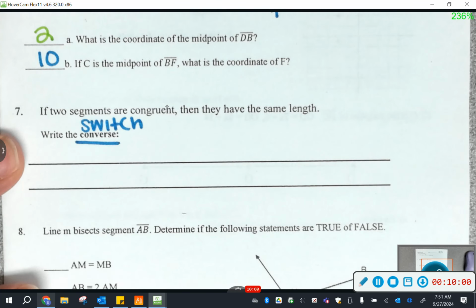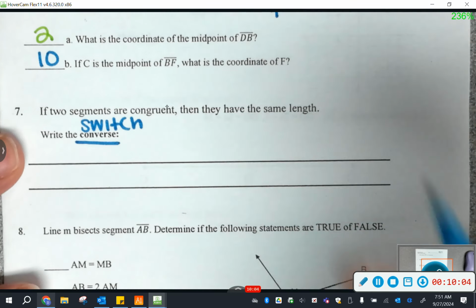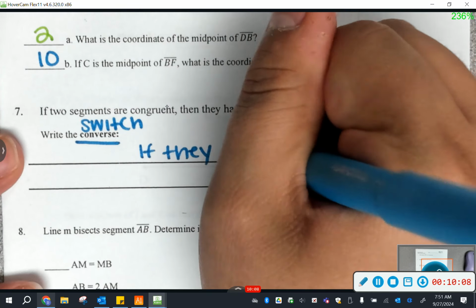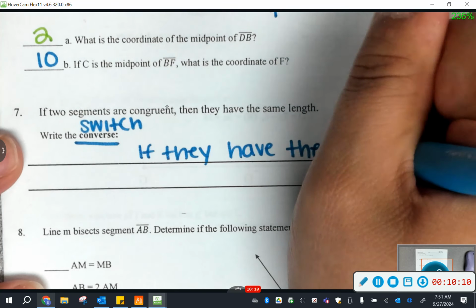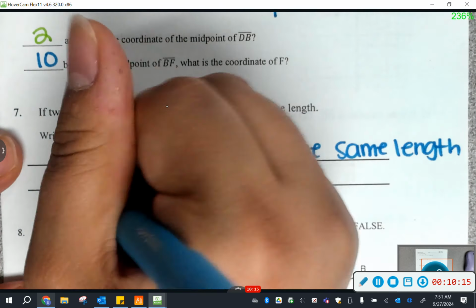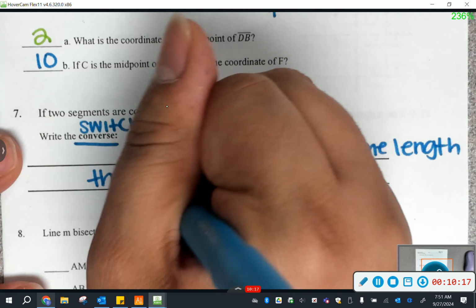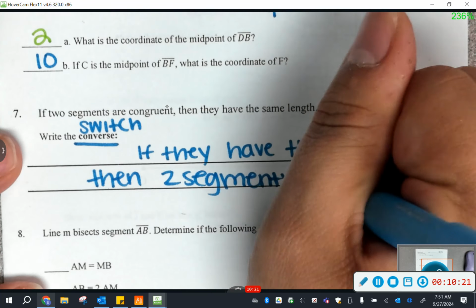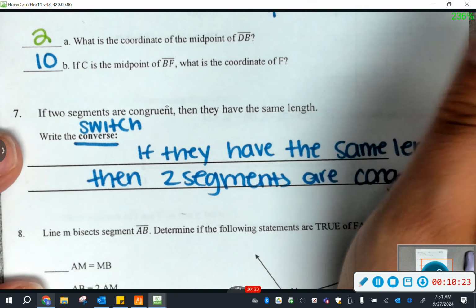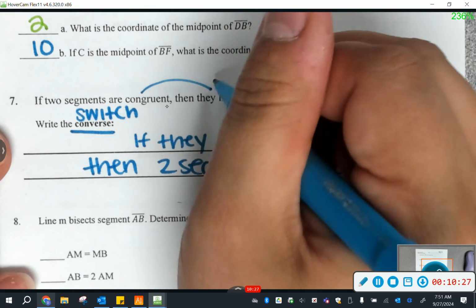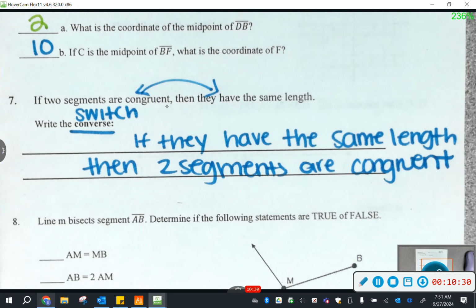If two segments are congruent, then they have the same length. How do I switch that? If they have the same length, then two segments are congruent. All you need to know is that you need to switch for converse.